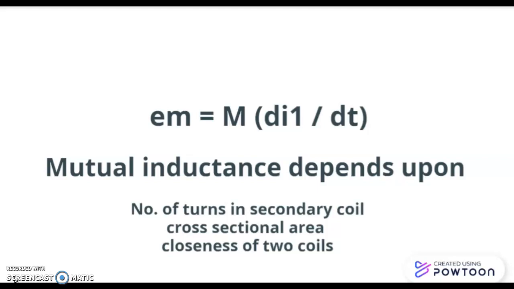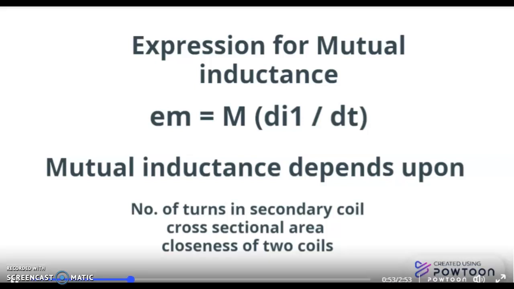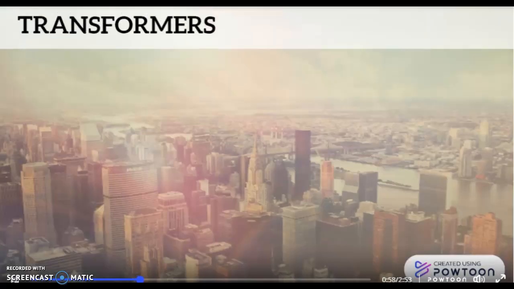And electromotive force does not occur when we pass DC current through the primary coil, because the magnetic field is constant, so electrons are not being forced to move. And mutual inductance depends on various factors including the number of turns in the secondary coil, cross-sectional area, and closeness of the two coils.